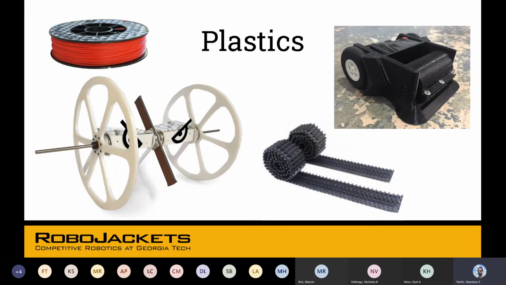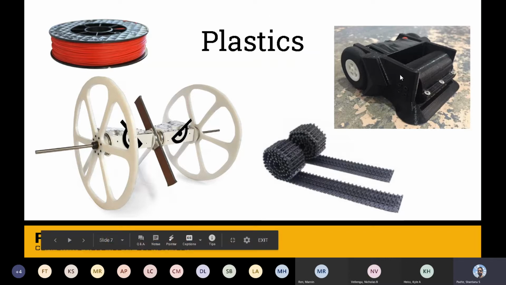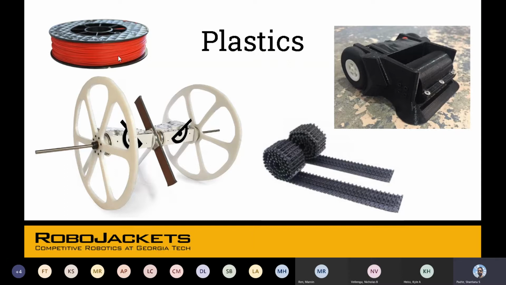Okay, moving on. So plastics. In our workspace, we tend to use 3D printing a lot. These parts are all just 3D printed, and this stock you see over here is the filament that we use in 3D printers.